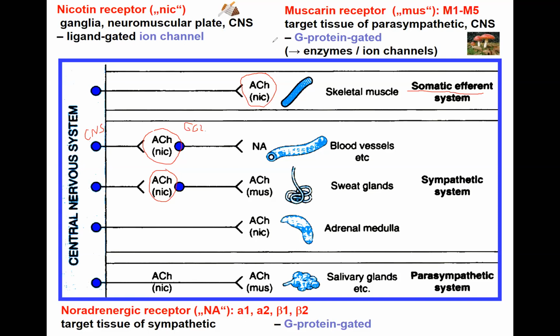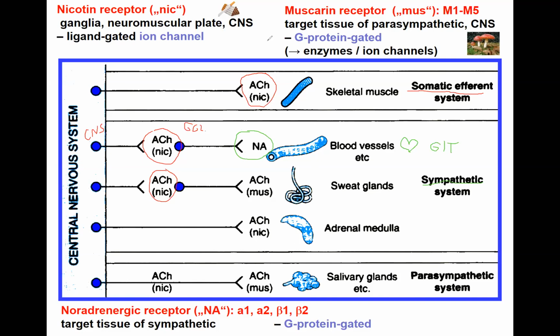For postganglionic fibers, we have another receptor. We have the noradrenergic receptor for noradrenaline or norepinephrine. It is also suitable for adrenaline or epinephrine, dopamine, and so on. And we find them at the postganglionic fibers of the sympathetic system. Here you can see the blood vessels, but the same is for the heart, the same is for the GIT, for all the sympathetic ones.